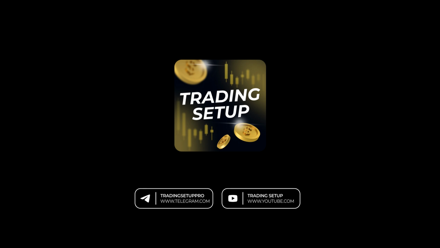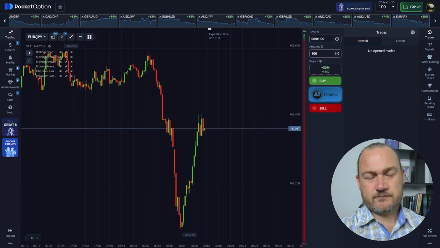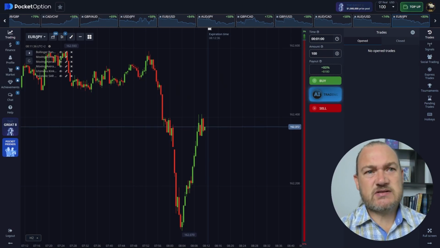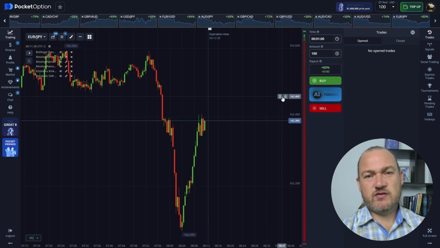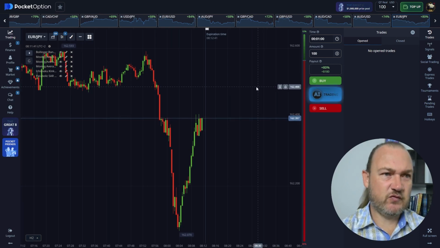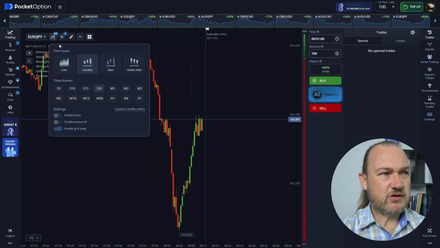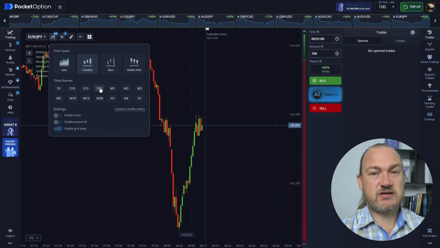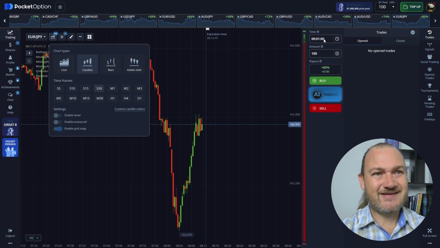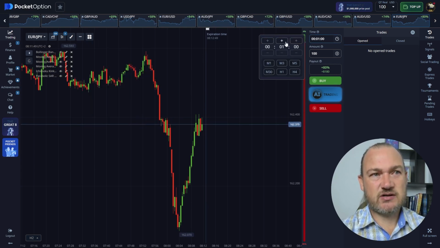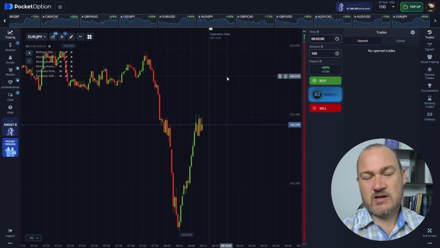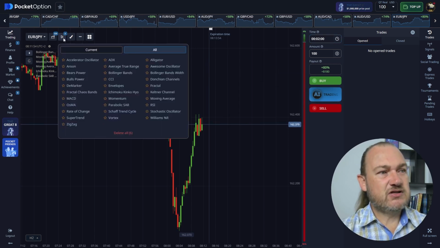Now let's head over to the platform and look at today's strategy. Okay, let's get our platform set up so we can start trading. There's a few things we need to change and check before we begin. So the first thing we're going to do is make sure that our candle period is set to 30 seconds. Next, we're going to change our expiry time to 2 minutes. And that's that. Now we need to add the indicators.